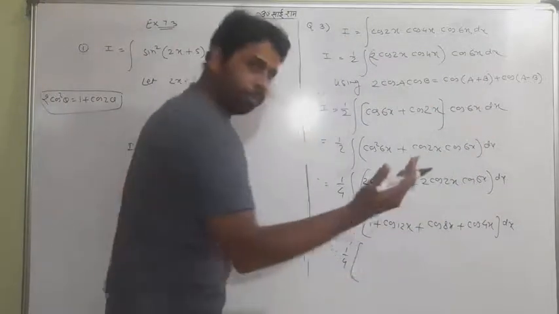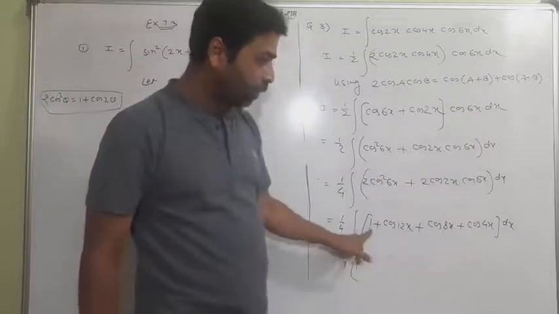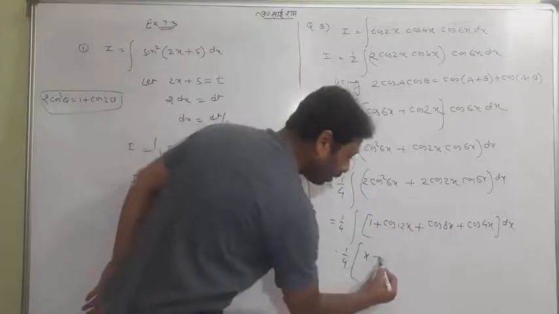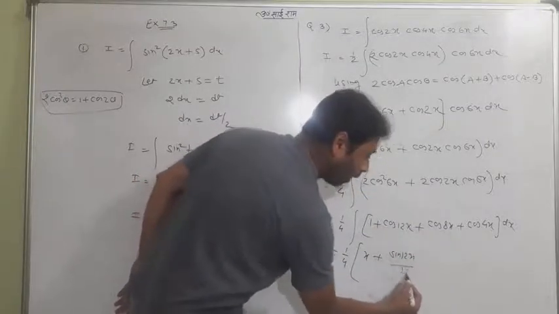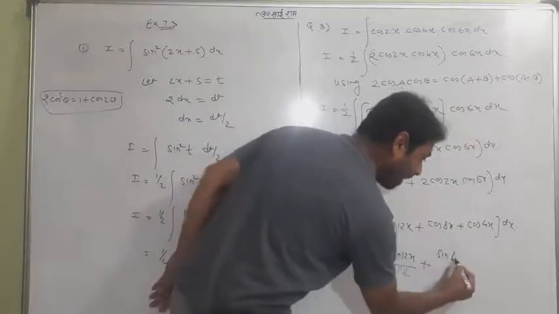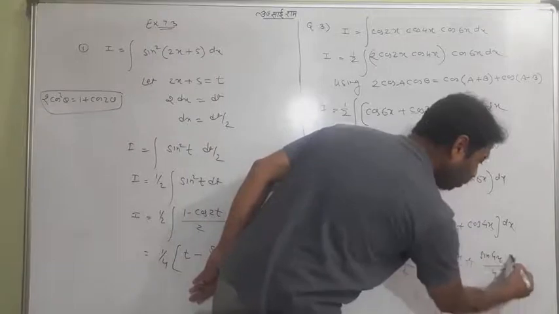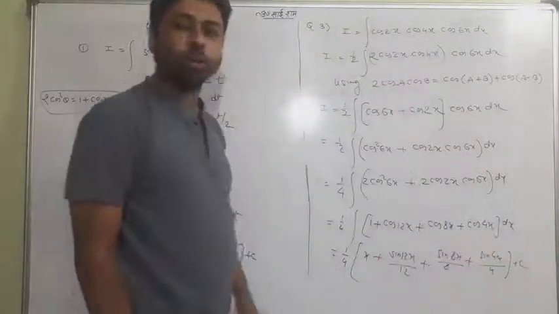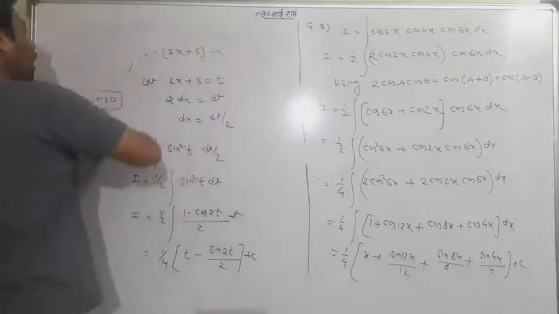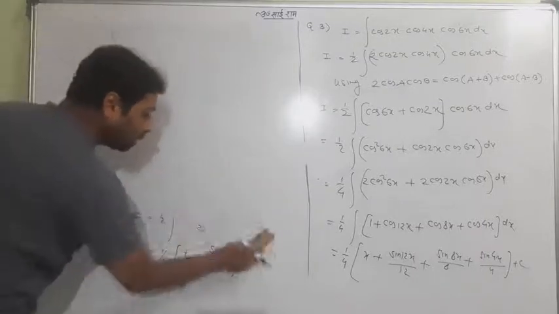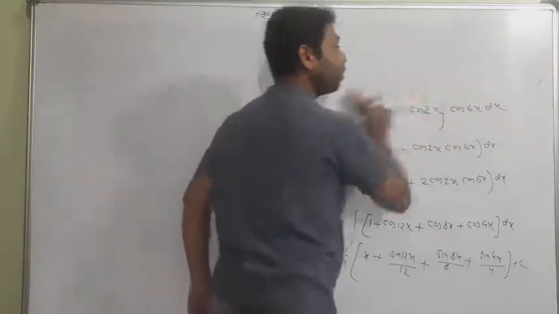Now you have to integrate all the terms. Integration of 1 with respect to x is x. Integration of cos 12x is sin 12x by 12. Then sin 8x by 8 and sin 4x by 4, plus c. And that's the answer of the question. I hope you have got the method. I expect that you can do all similar questions that I have done till now, so I'm leaving them.